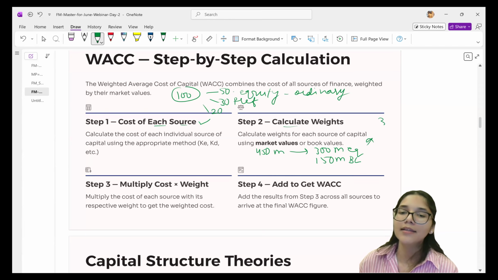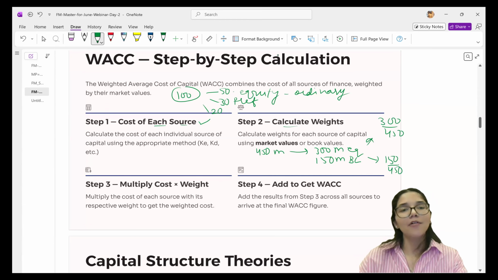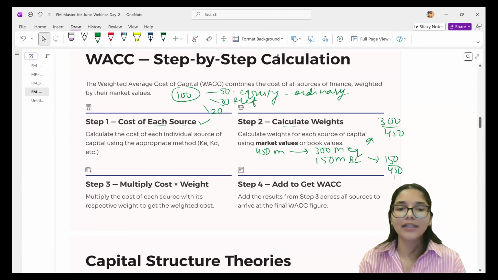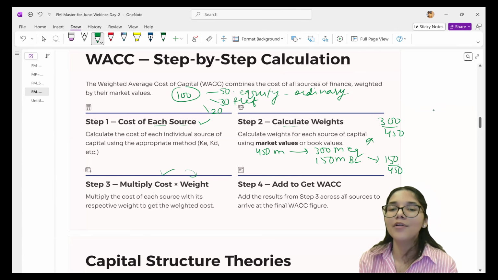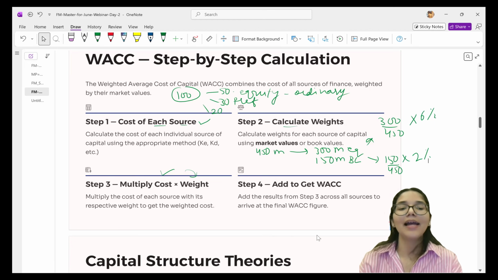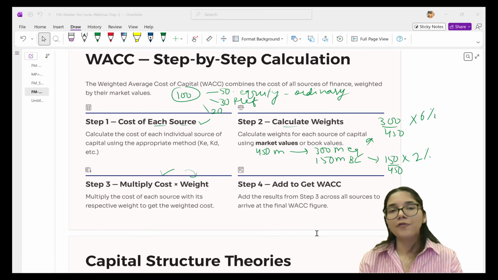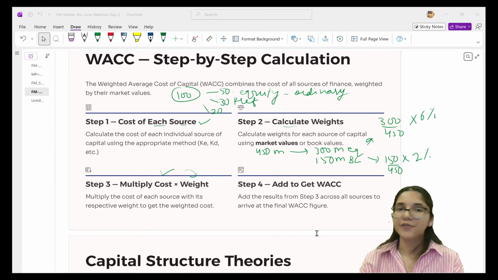Equity proportion is 300 out of the total of 450. Bank loan proportion is 150 out of the total of 450. So this is how the proportions or the weights are calculated. And then what we do is we multiply the cost with the weight. So for example, for the equity, the cost was 6%. For the loan notes, maybe it was 2%. So this is how I multiply and then I add the numbers together to get to my final weighted average cost of capital. Right? So this is how we perform the 4 steps that we have as part of the weighted average cost of capital calculation.